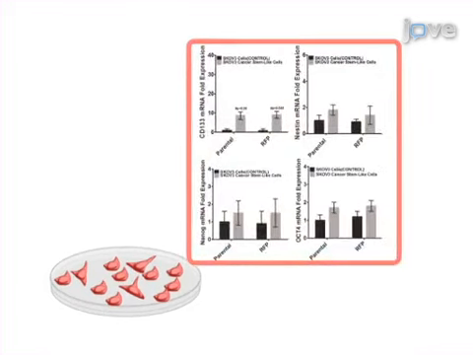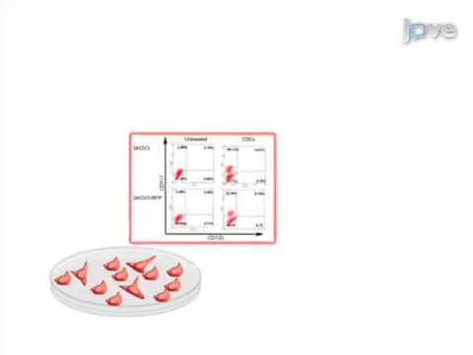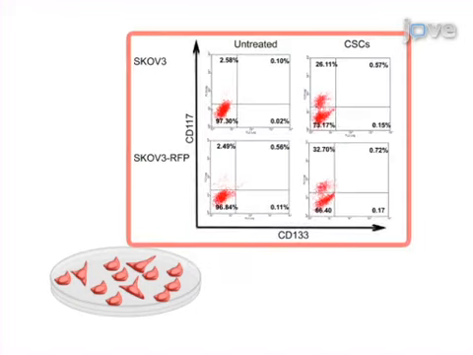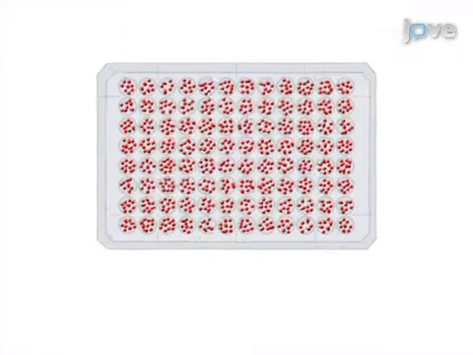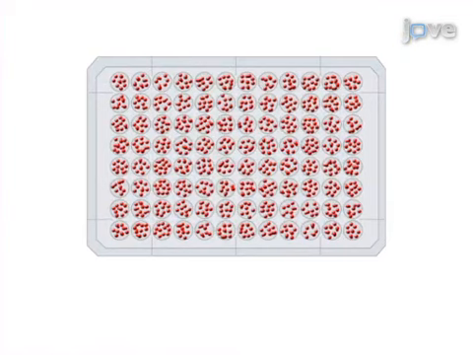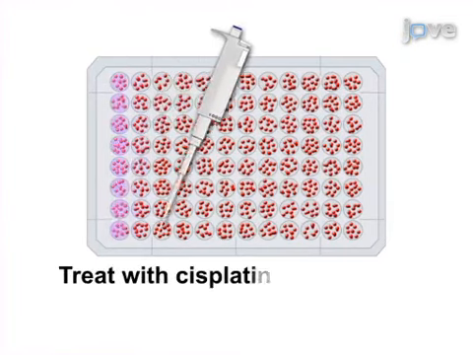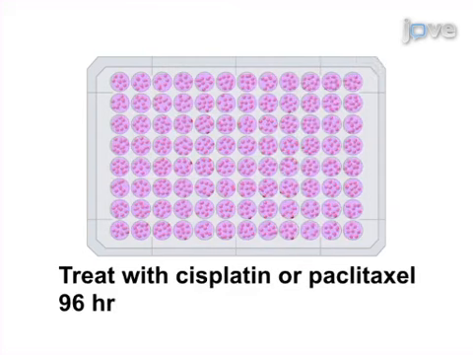Next, CSCs are characterized using gene expression analysis for stem cell markers, and CSCs are analyzed for cell surface markers using flow cytometry. Ultimately, analysis of CSCs for therapeutic response is achieved by treating cells with cisplatin or paclitaxel and performing an MTT assay to measure viability.